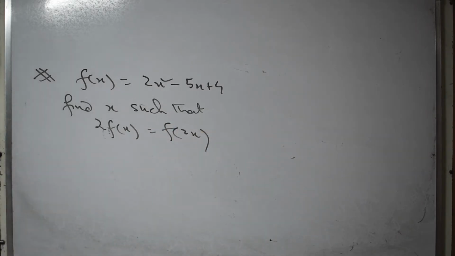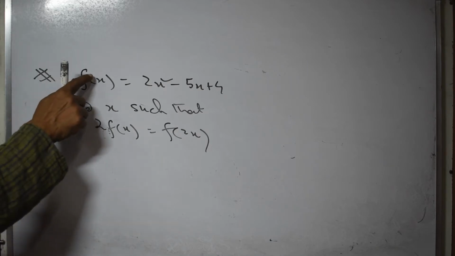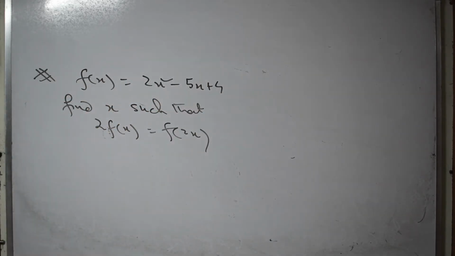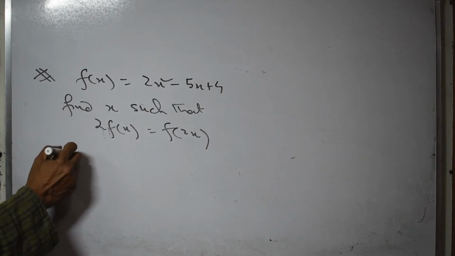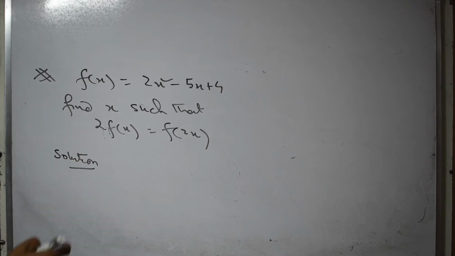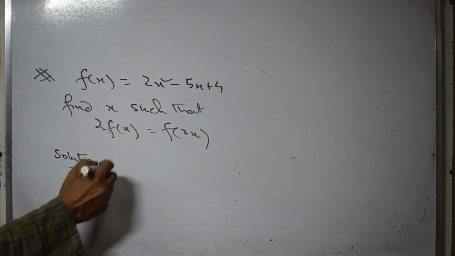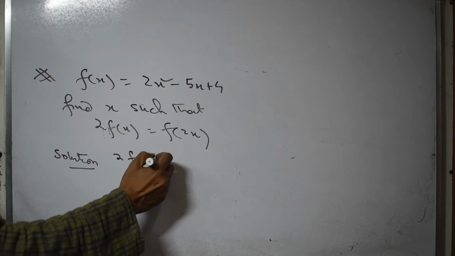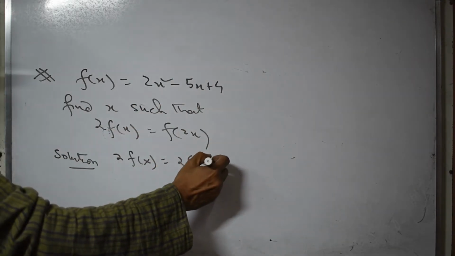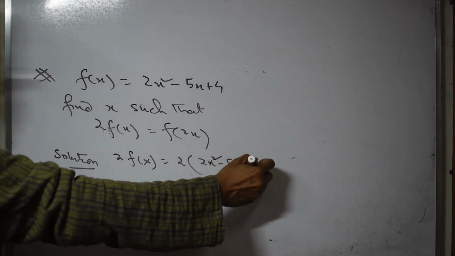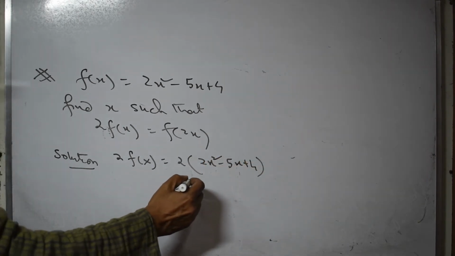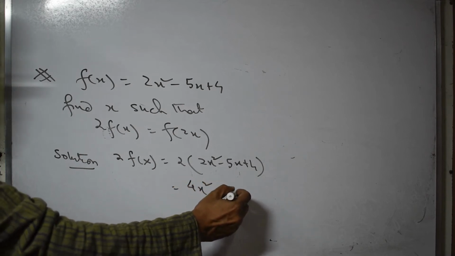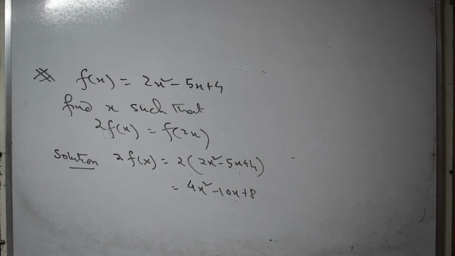So what do we require in this question? If the function of x is 2x square minus 5x plus 4, we have to find out the value of x such that 2 times f(x) will be f of 2x. Now, when we solve it, we first multiply this expression by 2, because 2f(x) is 2 into the whole expression, that is 2x square minus 5x plus 4. Now when we simplify, it is 4x square minus 10x plus 8. This is the value when we are considering 2f(x).